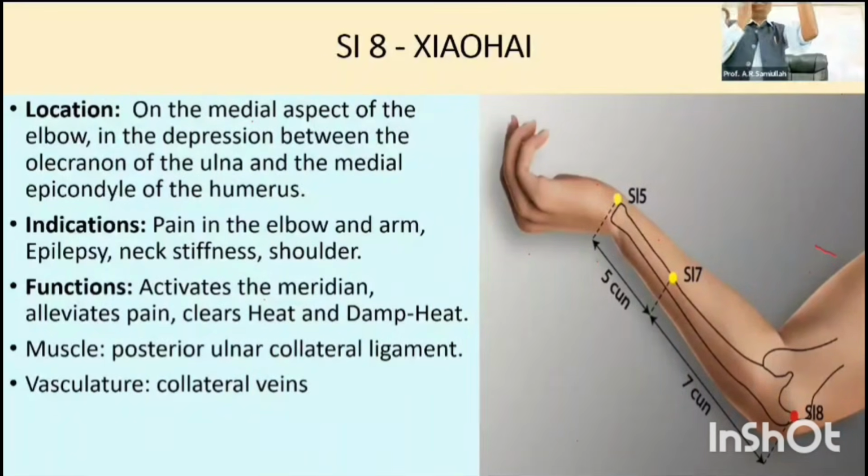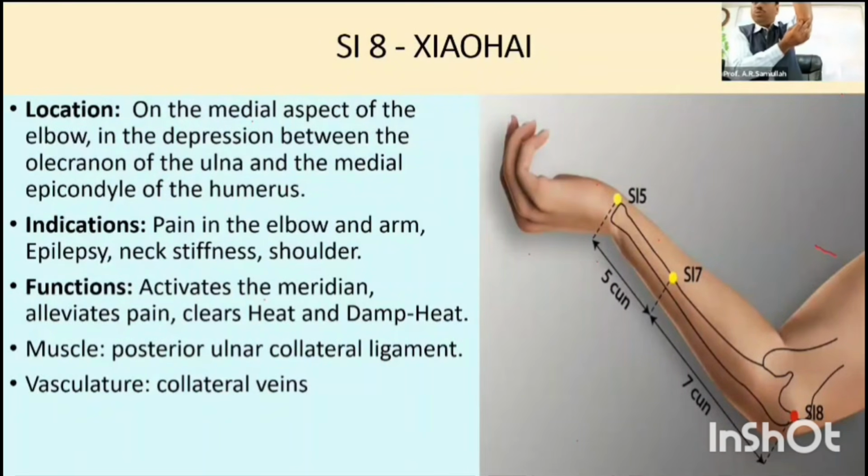I'll repeat again: midway between the two bones, one the olecranon process of the ulna, the ulna bone starts and terminates here. Then there is the medial epicondyle of the humerus. The humerus is this bone; from the humerus you come down. Medial means inside. This is the lateral epicondyle of the humerus, and this is the medial epicondyle of the humerus, and the olecranon process of the ulna.